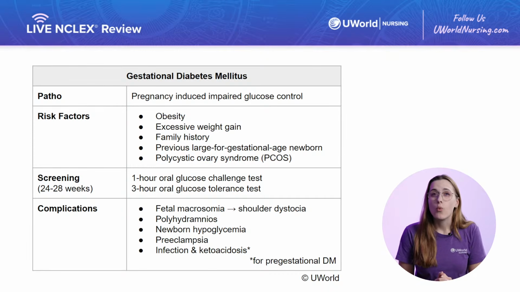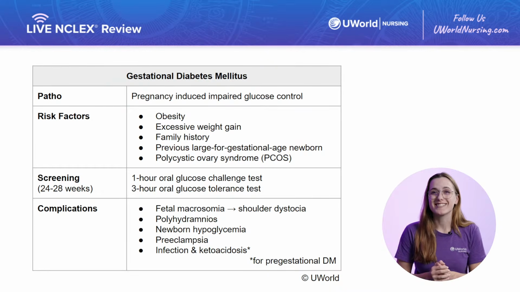And one thing to note with these is that these are going to be blood draws, not finger sticks. So they're going to need those venous punctures. A normal result for this will be a blood glucose level less than 140 milligrams per deciliter, or 7.8 millimoles, at the 1-hour blood draw.